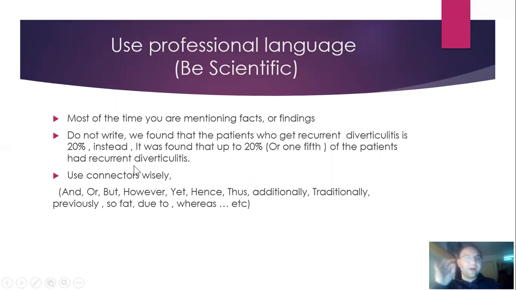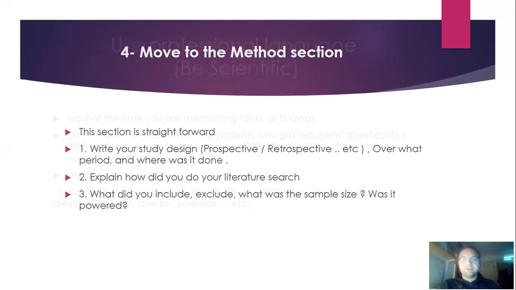Use connectors wisely. Use and, or, but, however, yet, and as you see, I'm putting in more connectors, and these connectors become more sophisticated. They look nicer, like hence, thus, additionally. If you see in this paper, they use traditionally, previously, so far, not fat, sorry for the typo, due to, whereas, etc. So try to learn as much as possible about connectors and how to accurately put them in a sentence.